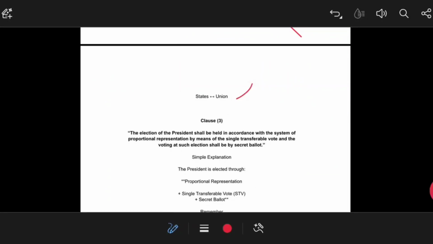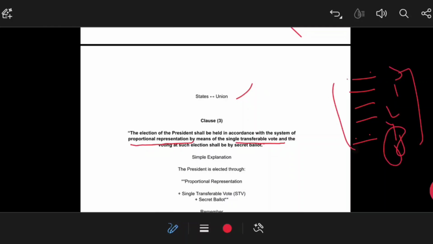Now clause 3 is about how the president will be elected. They will be elected through the system of proportional representation by means of the single transferable vote. That simply means that you have to give preferences. Let's suppose there are 5 candidates. Now you have to give preference to whom you want in first place, say 1, 2, 3, 4, 5.